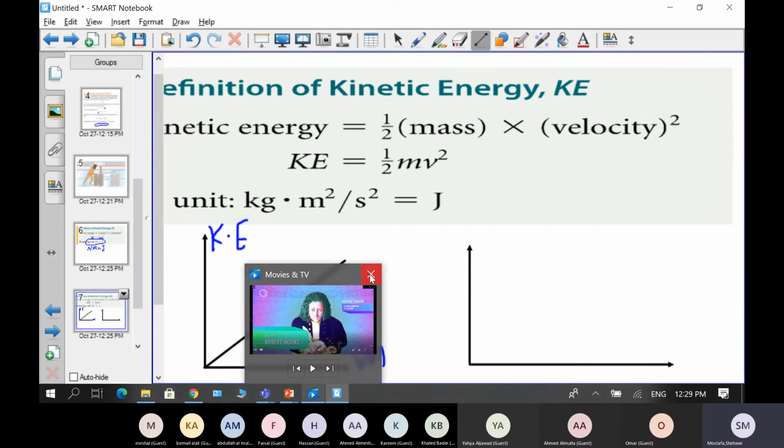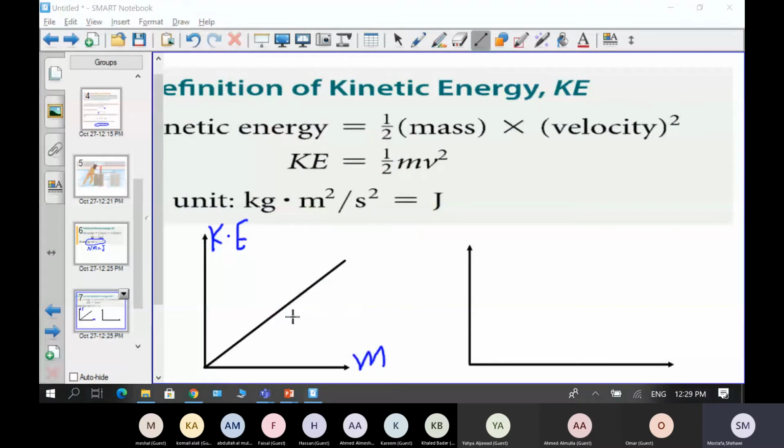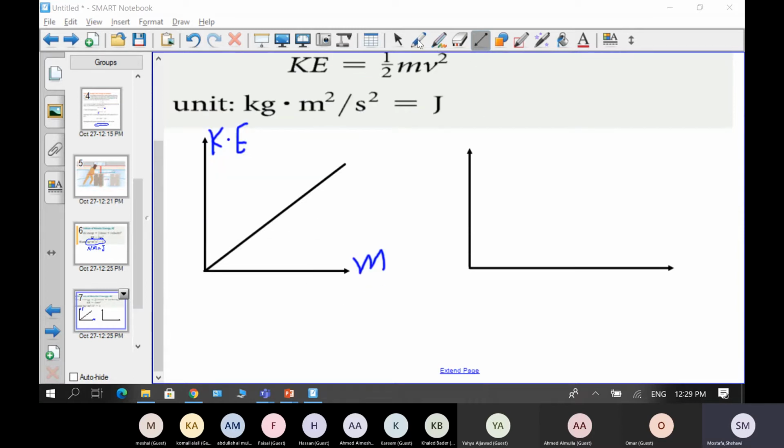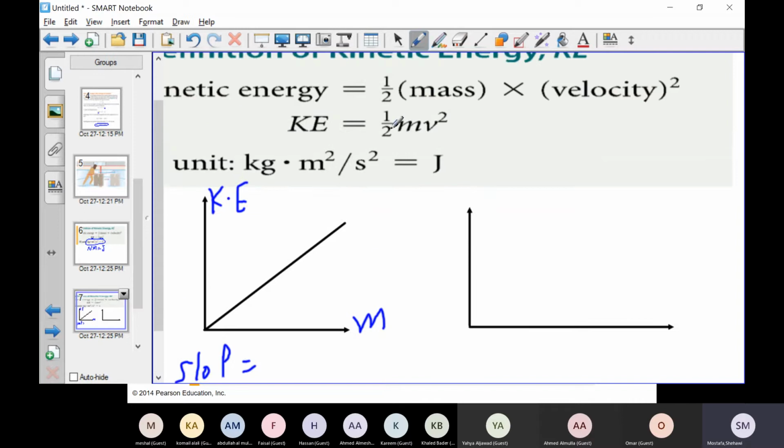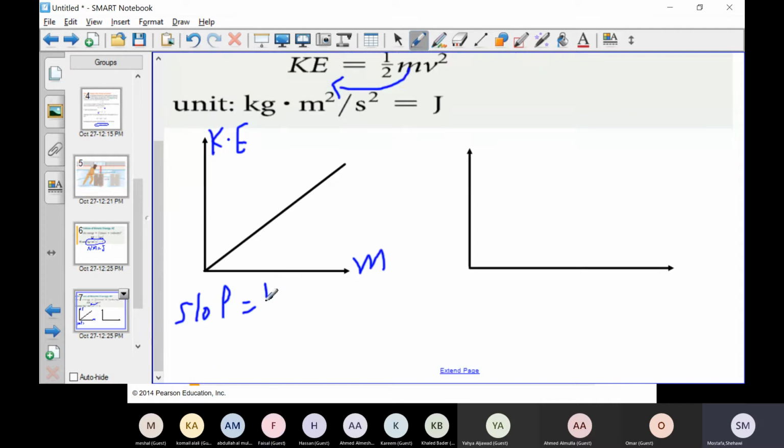So that is the relation between kinetic energy and mass. And the slope, again, we study the relation between kinetic energy and the mass if the velocity is constant. And the slope in this case, if we take kinetic energy divided by mass, it will equal half velocity square. From this relationship, move mass to the other side, kinetic energy divided by mass will equal half velocity square. So slope equals half velocity square.